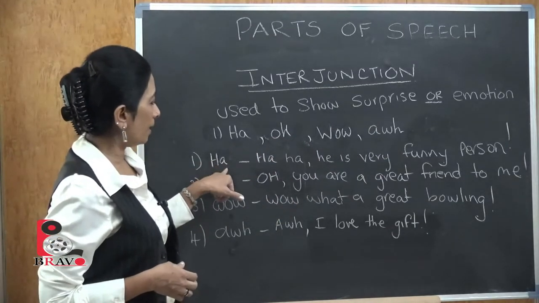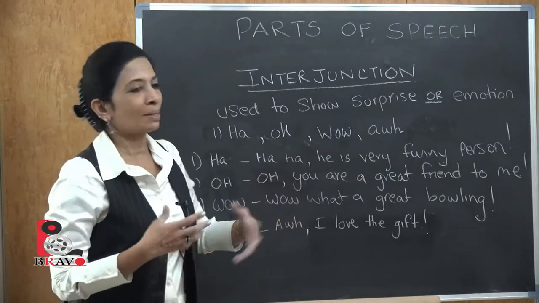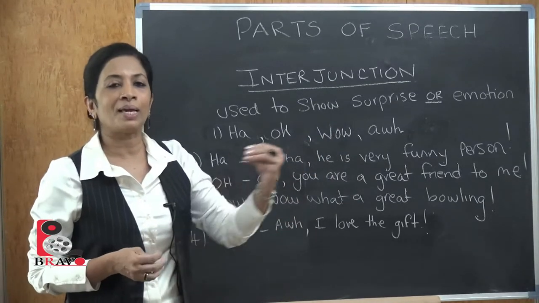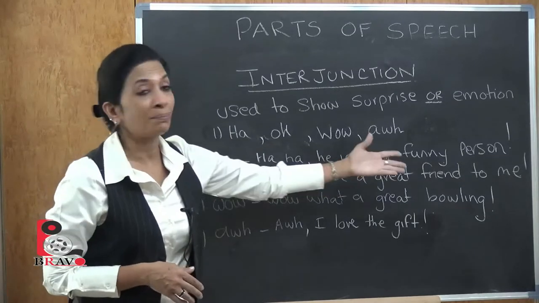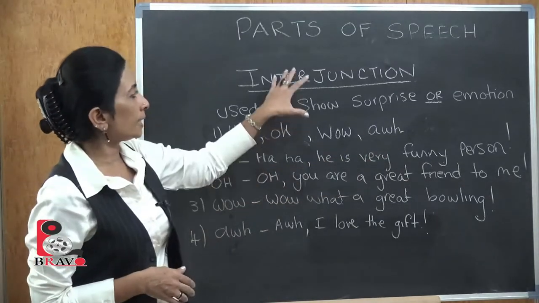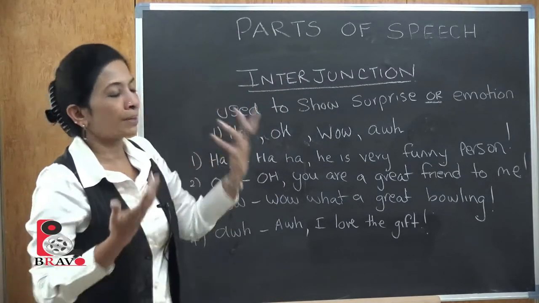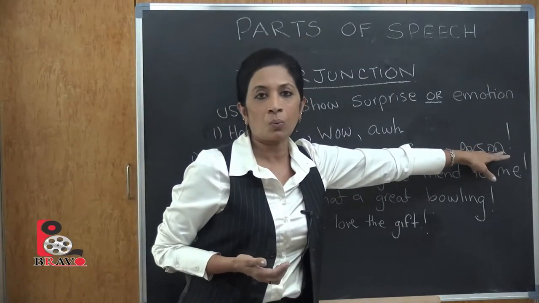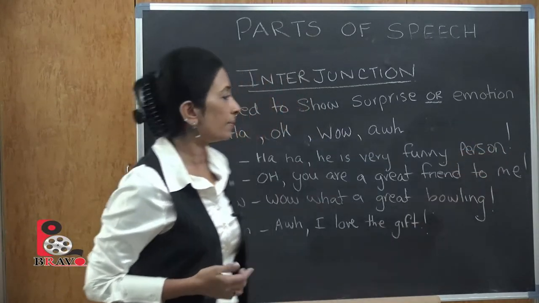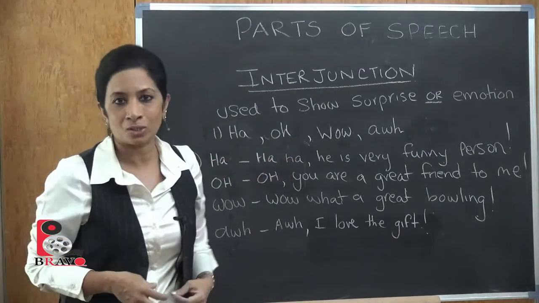Like, ha ha, he's very funny. When somebody is trying to do something funny to you, you can say it either in a sarcastic way or in a sweet way: ha ha, he's a very funny person. Now all these interjection sentences, because they have to do with a surprise or an emotion, have to finish with an exclamation mark when you're writing them down. Otherwise, you say them with emotion as you speak.